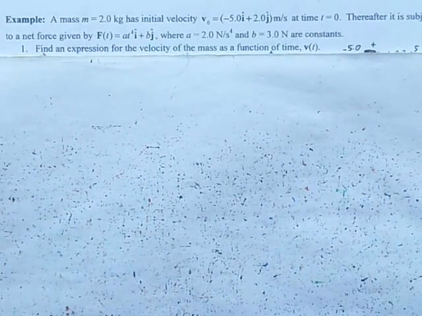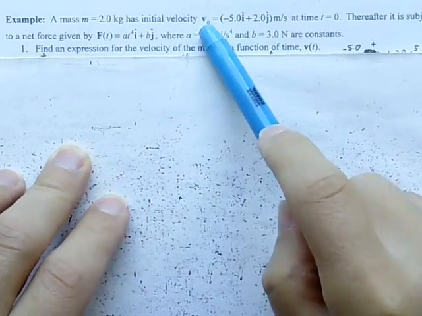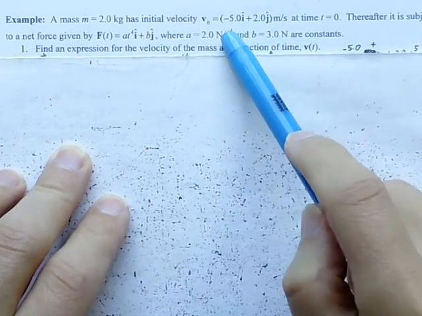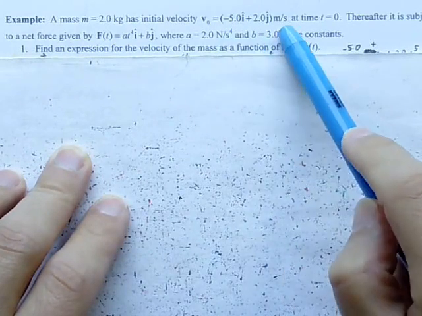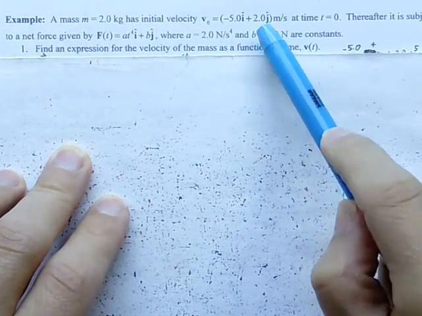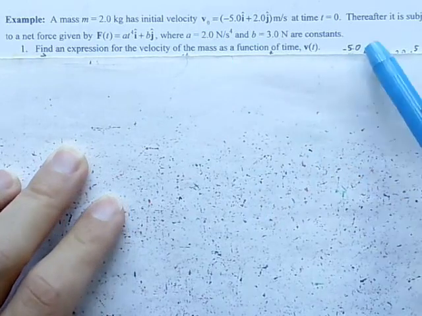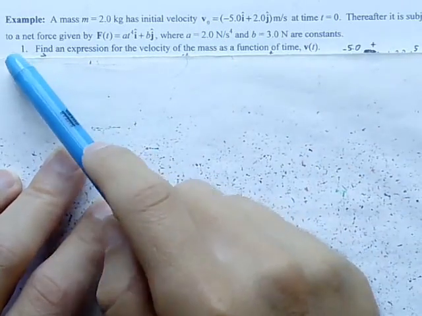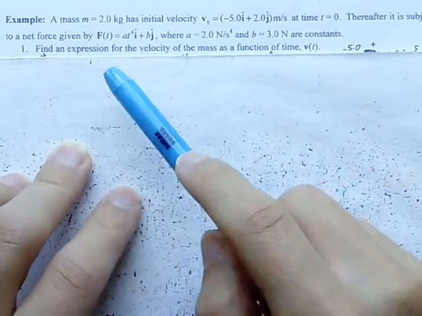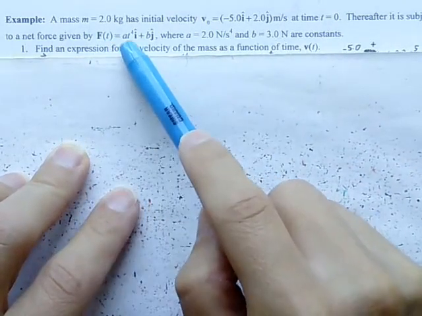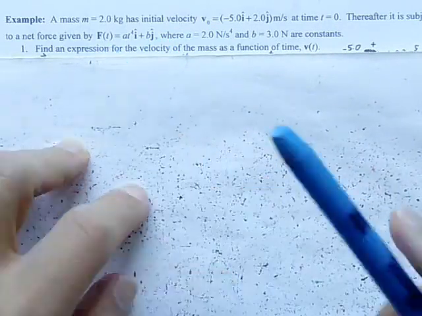So here's our scenario. A mass, 2 kilograms, has this initial velocity. So it has x and y components, negative 5 meters per second in the x direction, 2 meters per second in the y direction at time 0. So we have its initial velocity vector. Thereafter, it is subject to a net force given by this expression. So we have a force with x and y components, which are themselves functions of time.